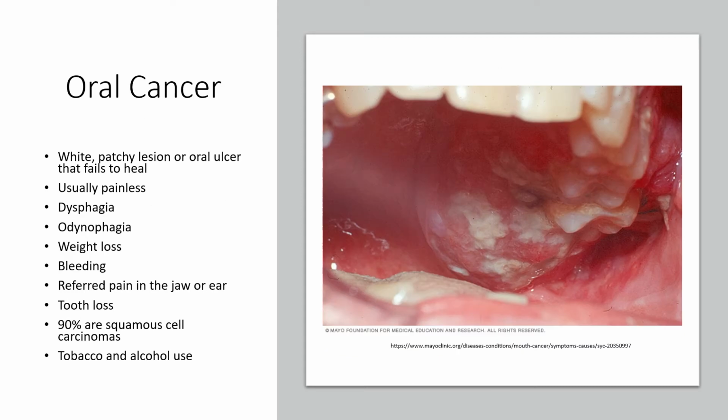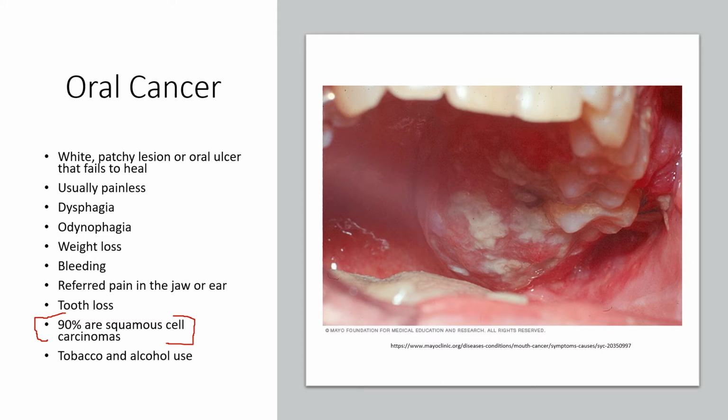As I mentioned on the previous slide, oral leukoplakia can turn into cancer, so it's very important to monitor. On this slide, we're going to talk about the different types of oral cancer. Oral cancer is predominantly the squamous cell type, so 90% are squamous cell carcinomas, and the remaining are usually some type of adenocarcinoma. These cancers can occur on the lips, the cheek mucosa, the anterior tongue, the floor of the mouth, the hard palate, as well as along the gum line.